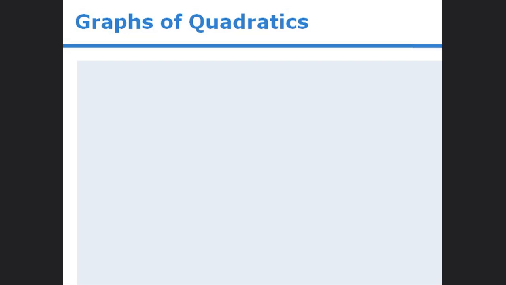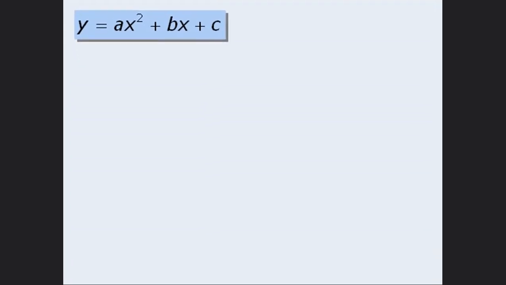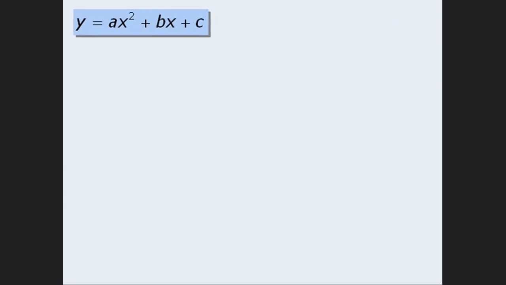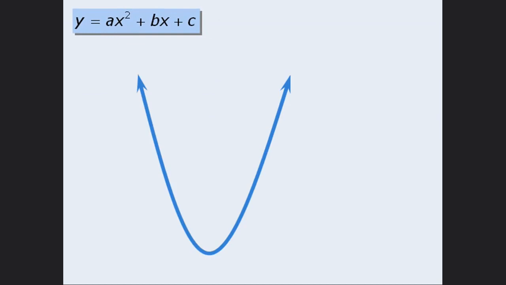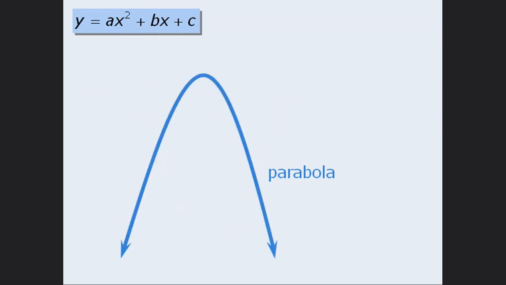Okay, let's continue. To begin, a quadratic equation is an equation that can be written in the form y equals ax squared plus bx plus c, where a does not equal 0. The graph of this equation will always be a shape like this called a parabola. The parabola can be opening up, like the one shown here, or opening down, like this one.